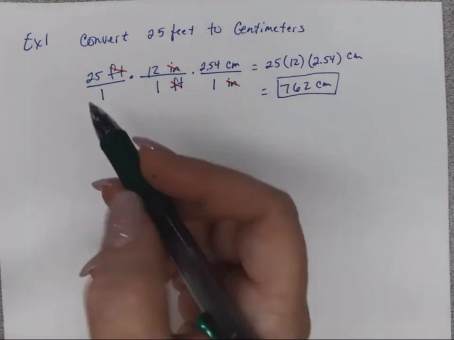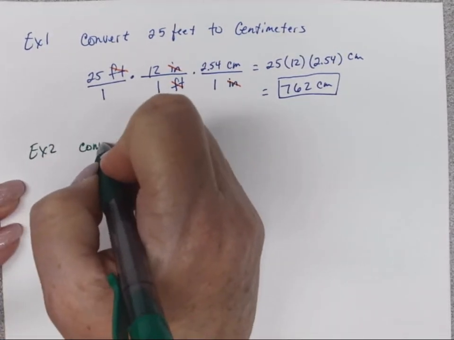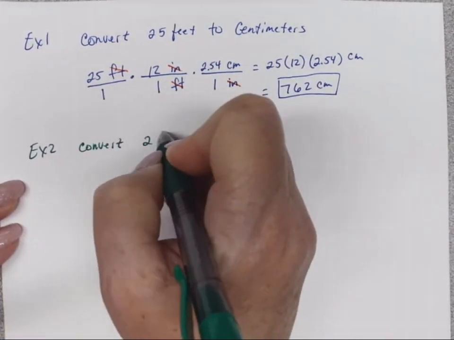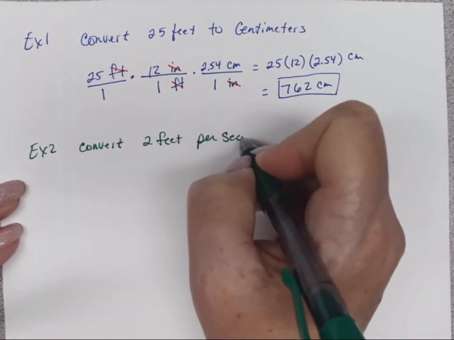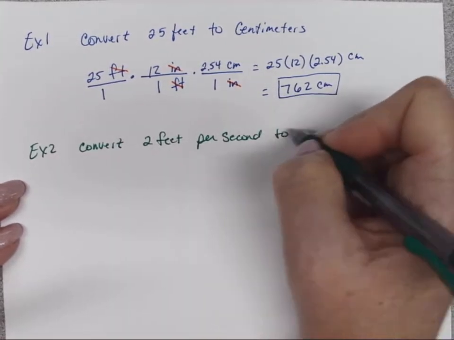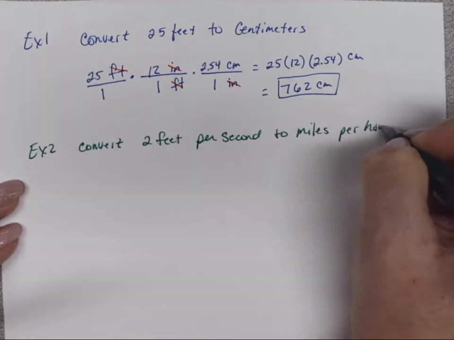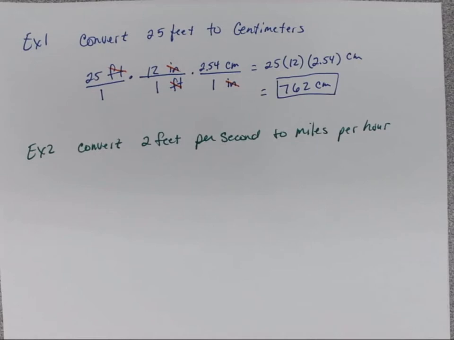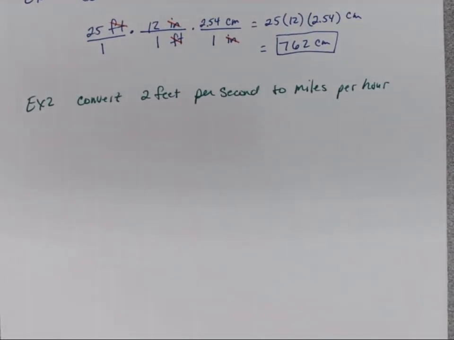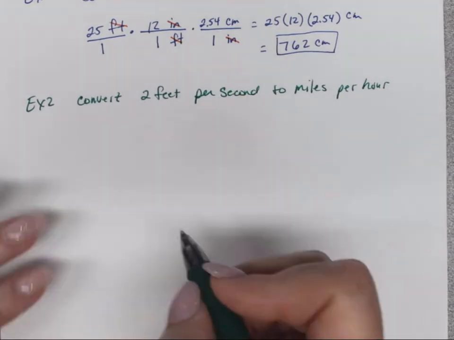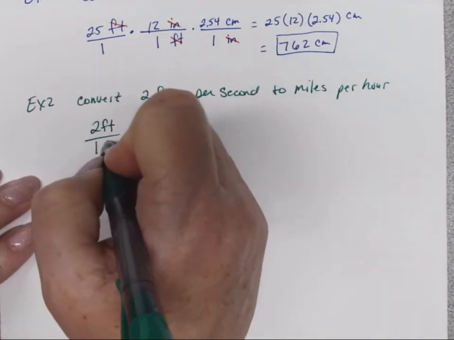All right, let's look at example 2. We are going to convert 2 feet per second to miles per hour. So here we have 2 increments going on. We have the feet, the distance, and we have a time value. So we need to write this as we know it. It is 2 feet per 1 second.